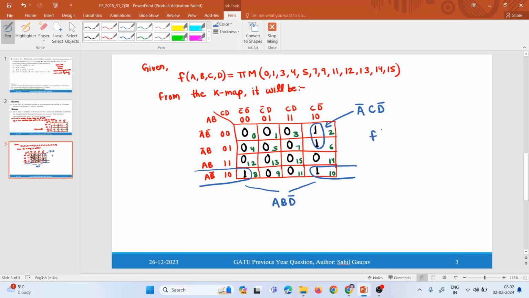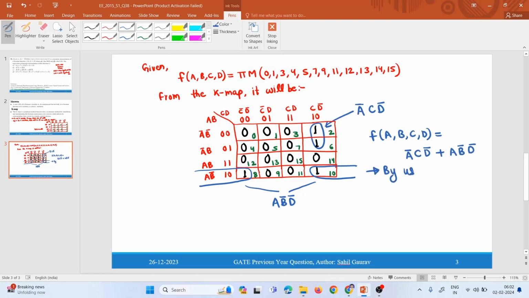So using the min terms, we have minimized F(A, B, C, D), and it is coming as A bar C D bar plus A B bar D bar. Sorry, it is A B bar. So we have represented it using the min terms. You can also minimize using the max terms, whichever you feel convenient, but here we have minimized the min terms, and now we will use the duality property.